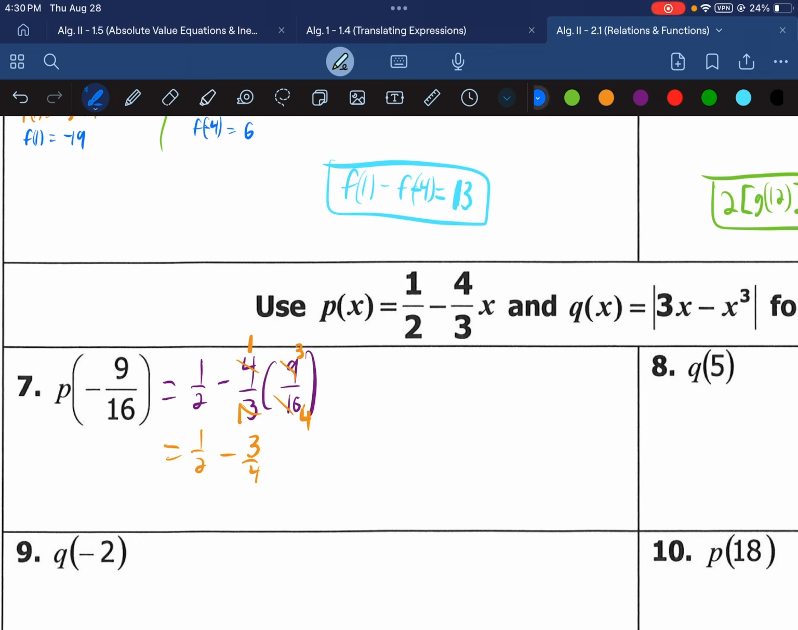In order to actually combine these, I need common denominators. My common denominator will be 4, so I multiply the top and bottom of my 1/2 by 2, and I get 2 over 4. If I actually combine those now, it results in -1 over 4 as we do 2 minus 3 on the top, and keep the bottom the same. So p of 9 over 16 equals -1/4.